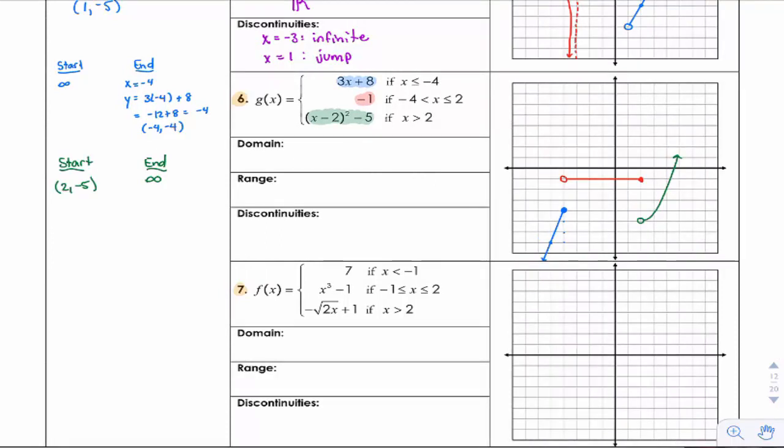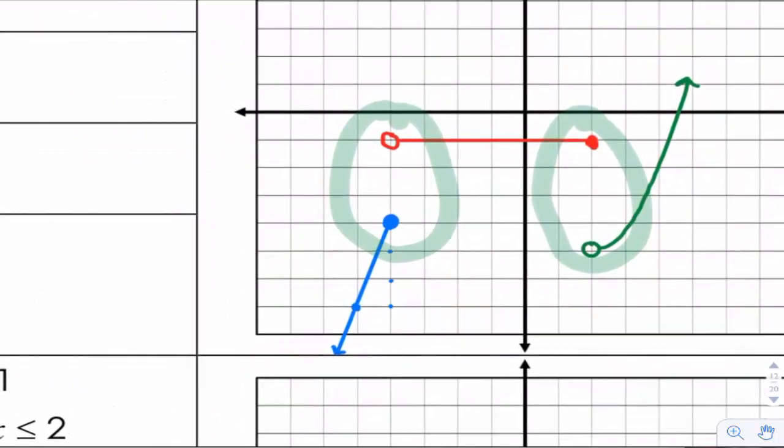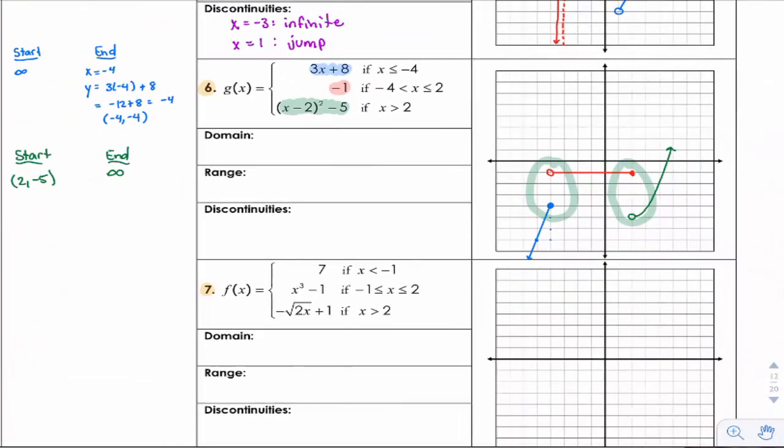Now again, all we need to do is get our domain. Now again, just like before, wherever there's a break in my graph, notice that hole is getting filled by that point, by one of those 2 points. Wherever there's a hole, there's a filled in hole either below it or above it. So my domain doesn't actually get broken up. So your domain on this is going to be all real numbers.